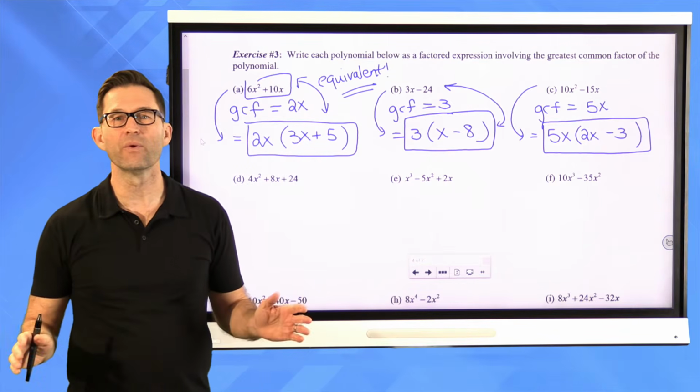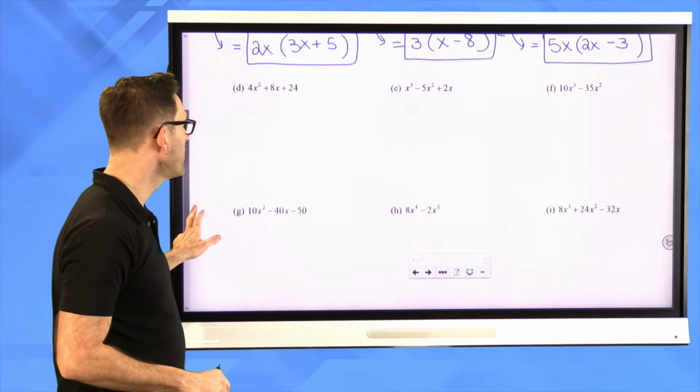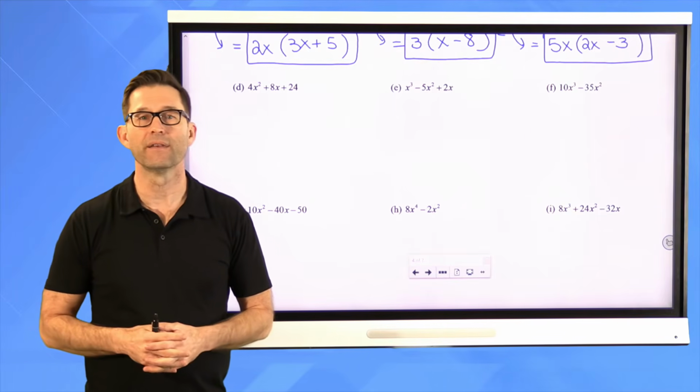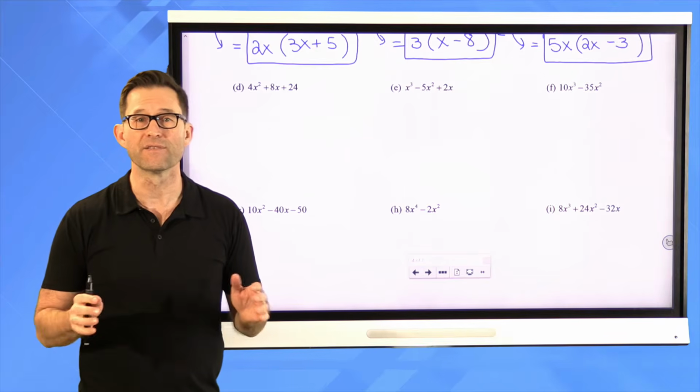All right. Really, really kind of cool. Now again, it doesn't really matter whether you start with a binomial or a trinomial or whatever, right? You just have to be able to identify the GCF and then write the polynomial in its factored form.